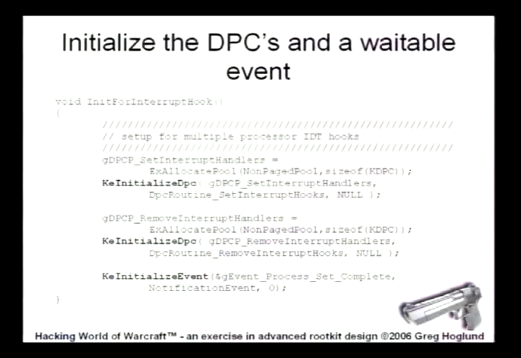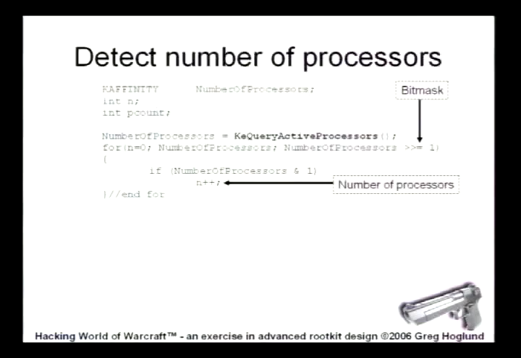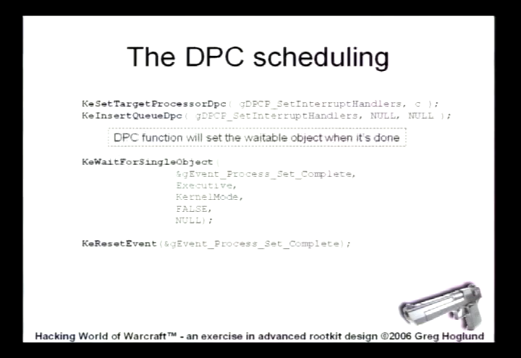Here's some source code. We initialize a DPC, and then we initialize an event that we're going to wait on. We can tell how many processors are on the system with KeQueryActiveProcessors. And then we can set the target processor for the DPC. This is how you force code to run on a particular CPU in the system. KeSetTargetProcessorDpc, insert it in the queue. And we don't have to wait, but that's the way I designed it. So we're going to wait for the DPC to complete and then move forward. And we do that for all the processors on the system.